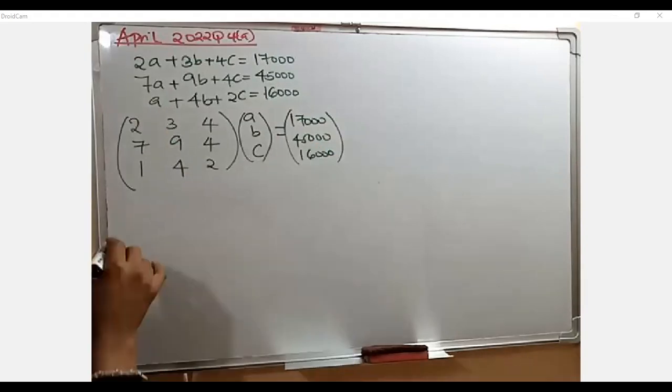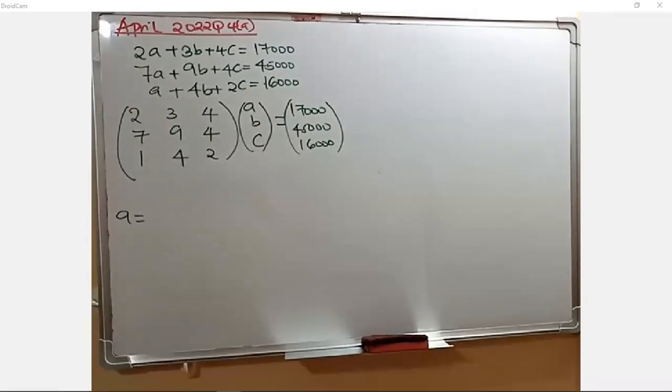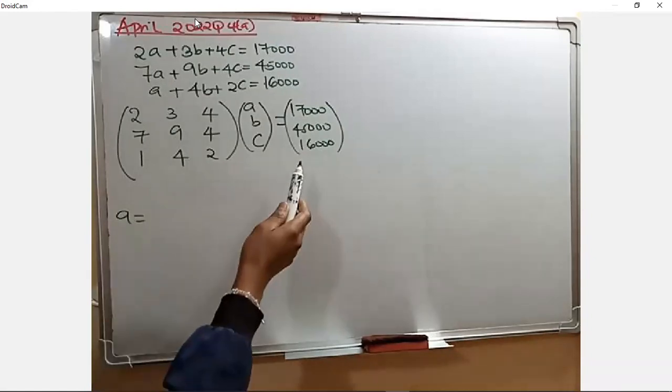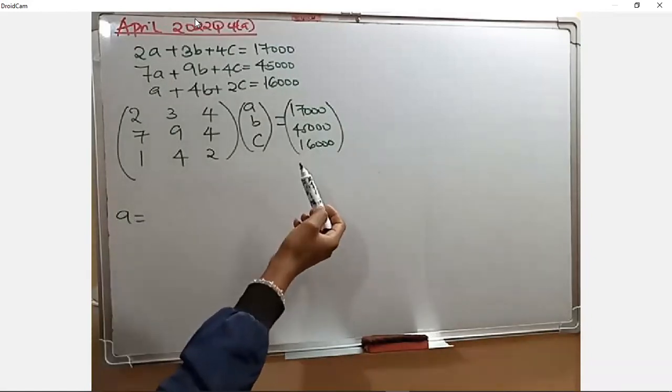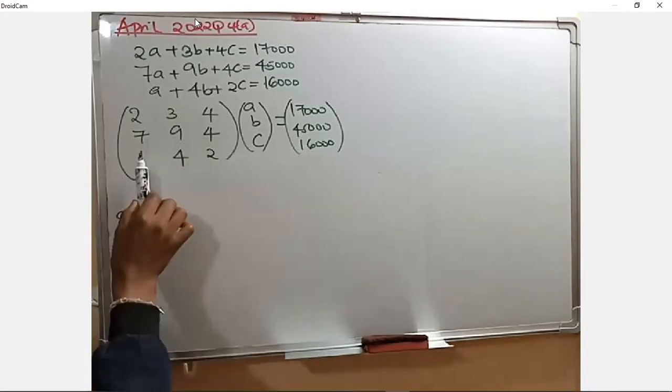Now let us start with A. To get the value of A in this scenario, I think you can see my board. So to get the values of A, sorry? Can you see the board? Yes, I can see now.